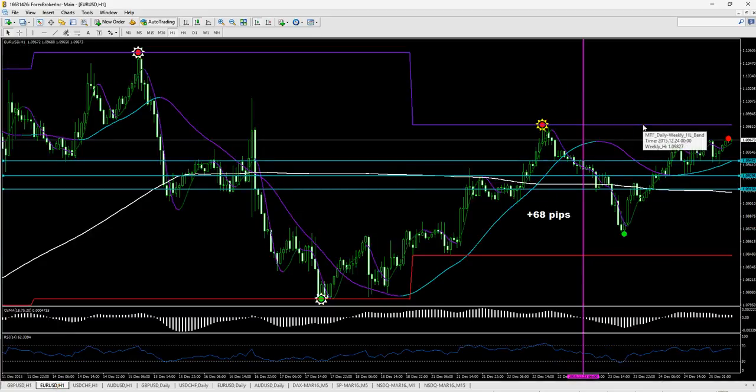Same with the Euro USD. I think that there could be a bit of a retrace up to the previous high here, okay? But I think it's also going to head into a sell. As always, I will have the take profit levels on the post for you, but I think that's also going to head into a sell.